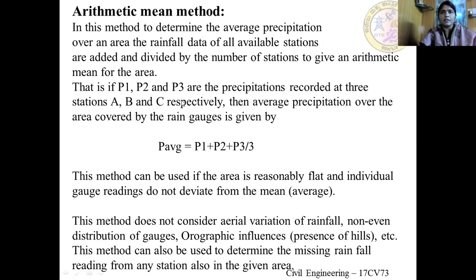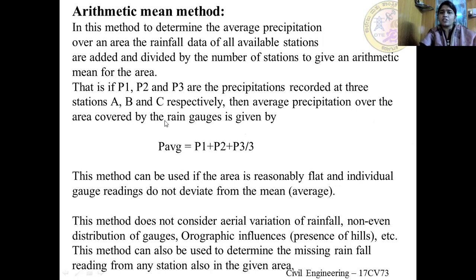So imagine there is a certain area. We have installed 1, 3, 6, any number of rain gauge stations. Each rain gauge station has recorded a certain amount of precipitation. For example, what is given here? If P1, P2, and P3 are the precipitations recorded at 3 stations A, B, and C, respectively, then the average precipitation of the area covered by the rain gauges is given by P average is equal to (P1 + P2 + P3) / 3. This is the most simple method.